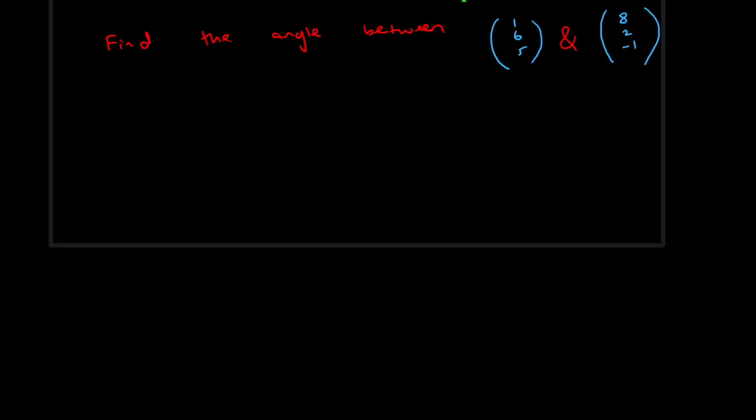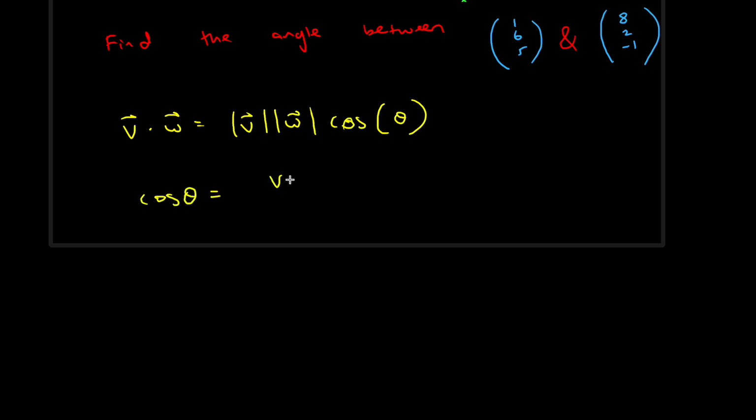This problem is just asking us to find the angle between 1, 6, 5 and 8, 2, negative 1. If you remember from my first video, we can rewrite the dot product as the magnitude of v times the magnitude of w times cosine theta, which is the angle in between the vectors v and w. So we can rearrange this. We have cosine theta is equal to v dot w over magnitude of v times magnitude of w.